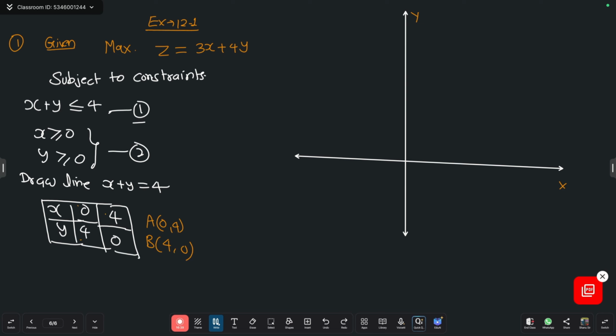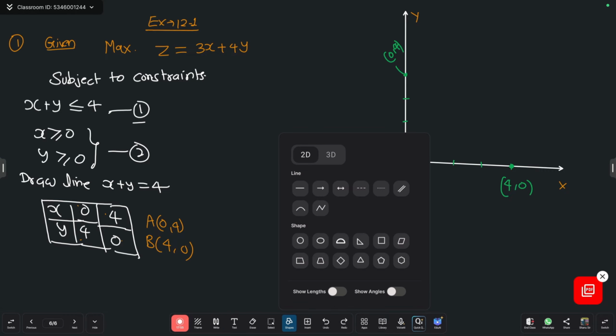0, 4, 4, 0. This is origin. Suppose this is 1, this is 2, 3, 4 on each axis. So this point is 4, 0. X value 4, y value 0. This is 0, 4. Okay. Join these two, you will get your line.